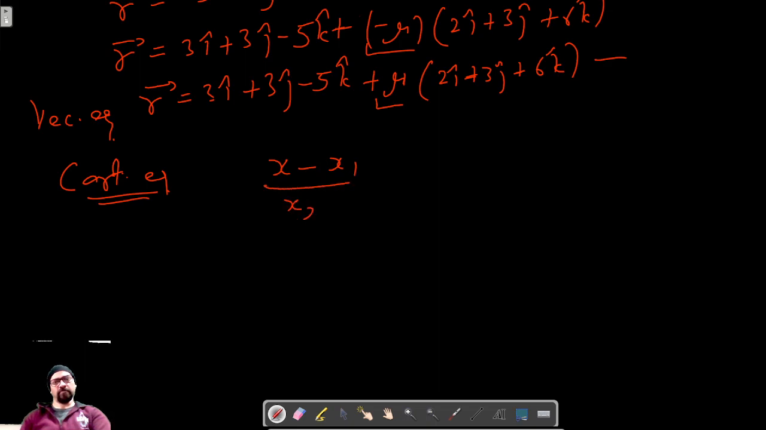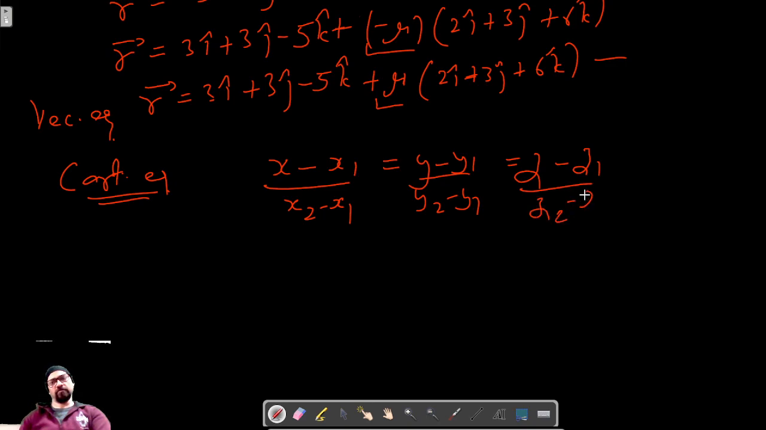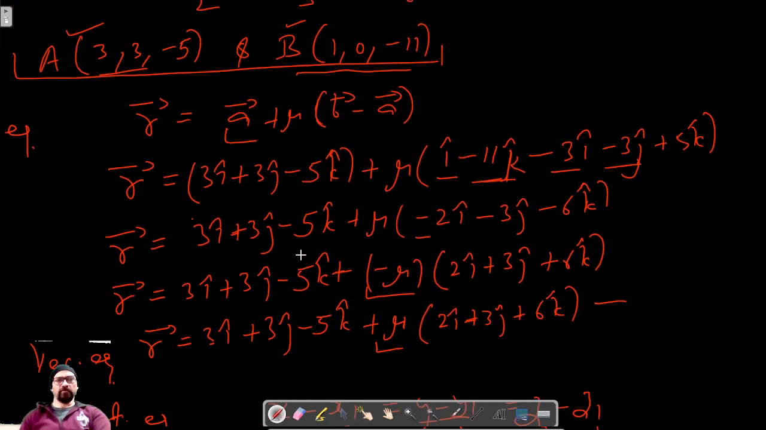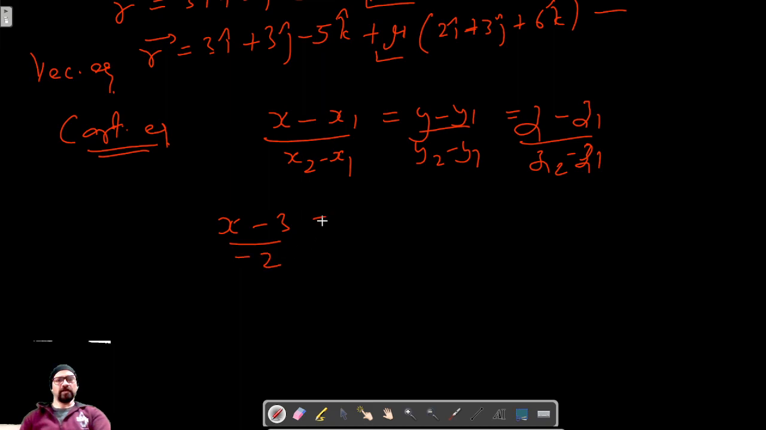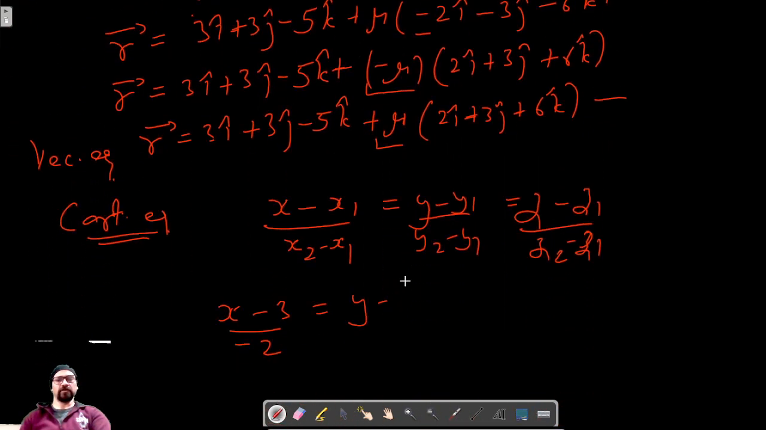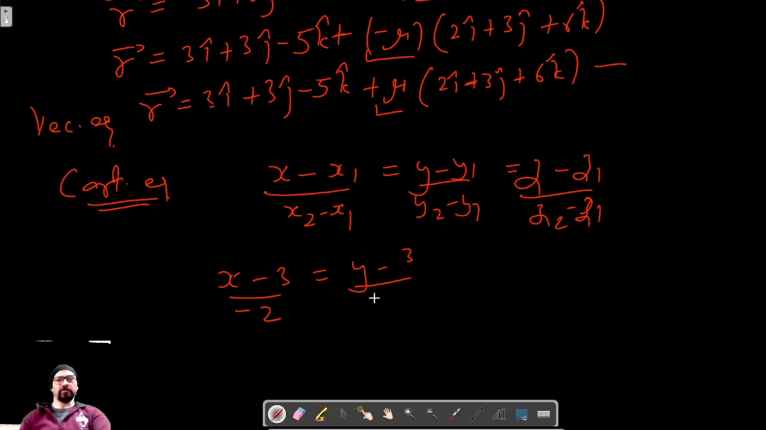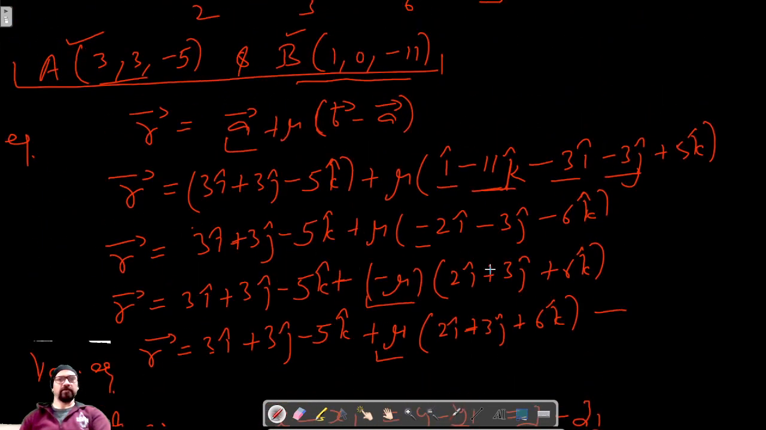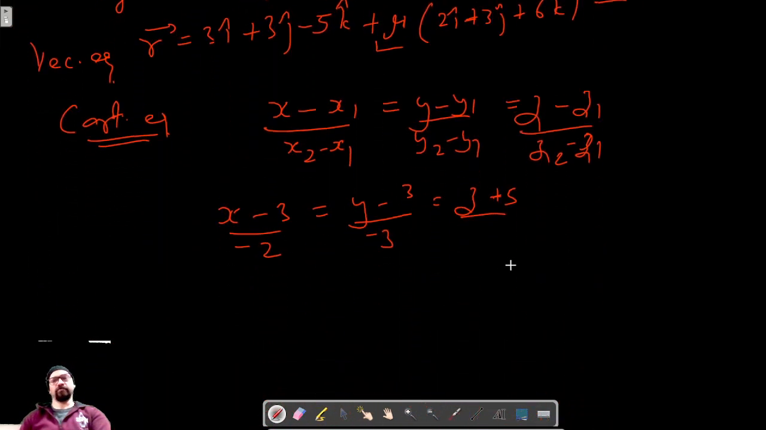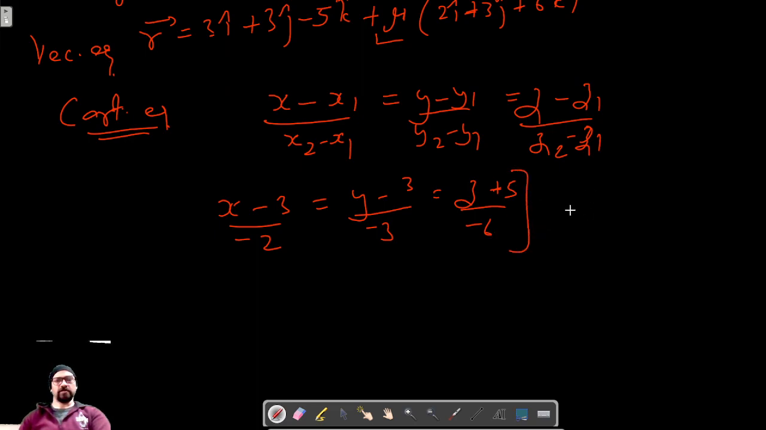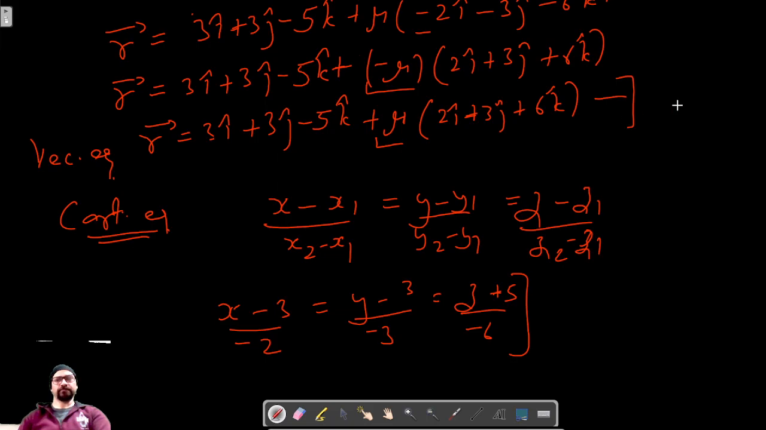So this is x minus x1 upon x2 minus x1 is equal to y minus y1 upon y2 minus y1 is equal to z minus z1 upon z2 minus z1. Okay, let's put in the values for x minus x1. So x1 is 3, so this is 3, and x2 minus x1, so 1 minus 3 is negative 2, y minus y1 is 3, and y2 minus y1 is 0 minus 3, z minus z1 is plus 5, and z2 minus z1 is 11 minus 11 plus 5, which is negative 6. So this is the Cartesian equation, and this is the vector equation.